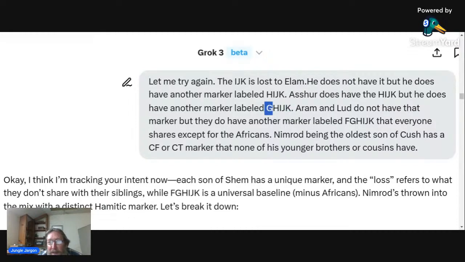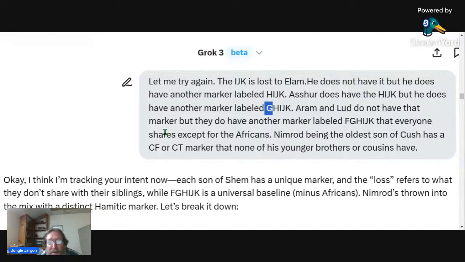It's a different SNP marker. It's not like you're adding on a G. It's just that this GHIJK is a marker shared with Asher, with Elam, with Arpachshad, and with Japheth and all of his descendants. Aram and Lud do not have that marker, but they do have another marker labeled FGHIJK. So this marker that Aram and Lud have is shared with Asher, Elam, Arpachshad, and Japheth. It's a different marker altogether.